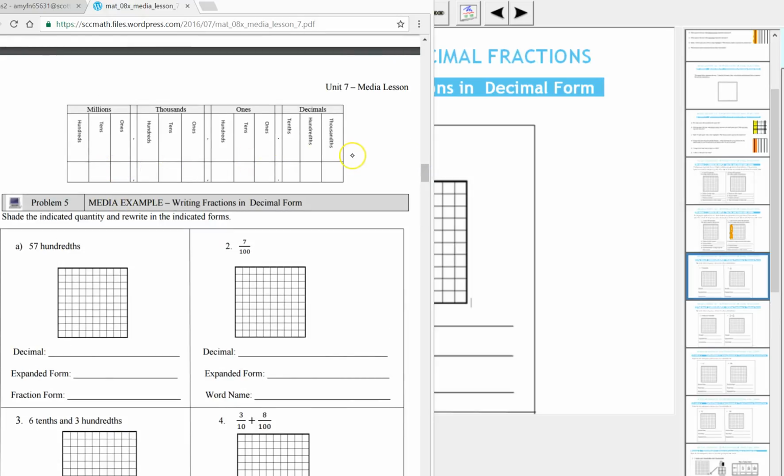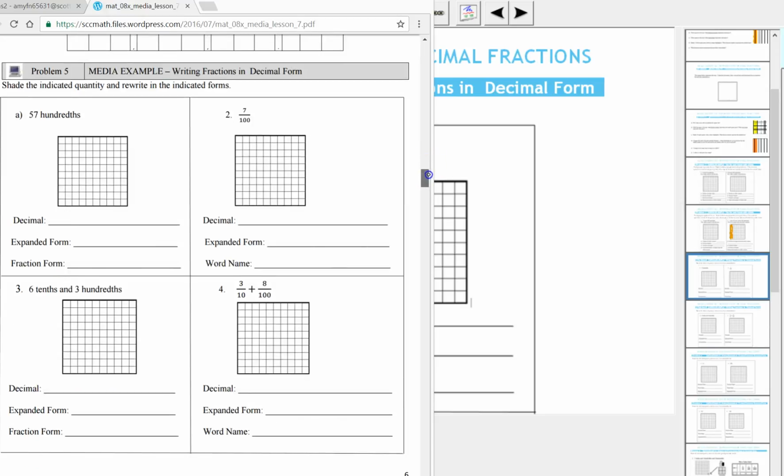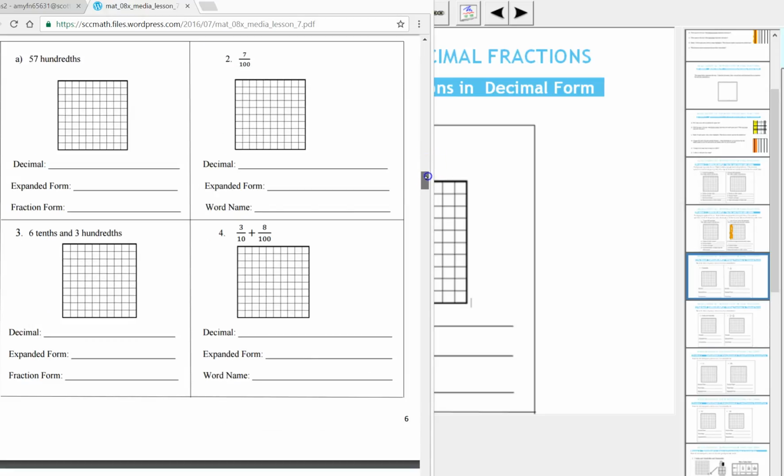And here's a chart we use a lot. There's your decimal point. There's tenths, hundredths, and thousandths. Now, we're still using these grids, and this may seem like a lot of grids, but it's really important for them to connect these ideas. To us, these look almost identical. To them, these are brand new problems.